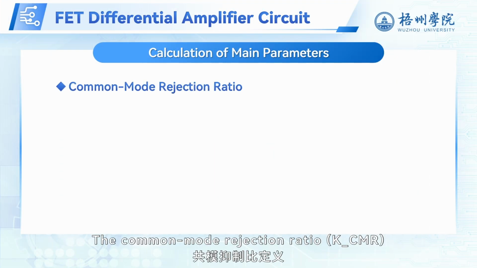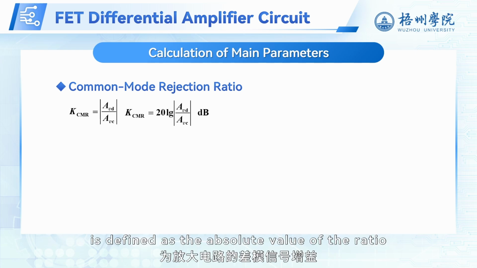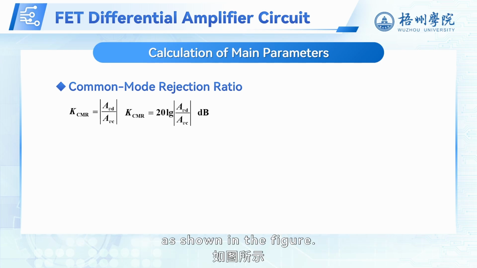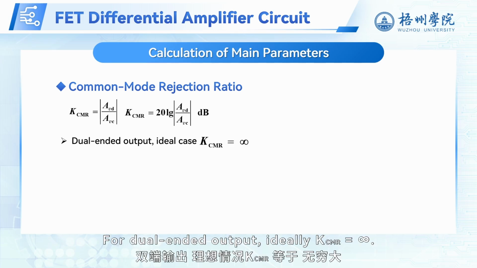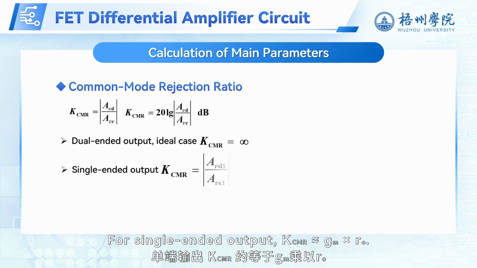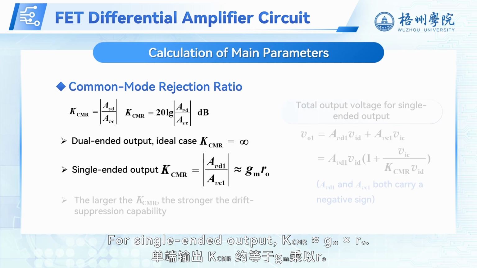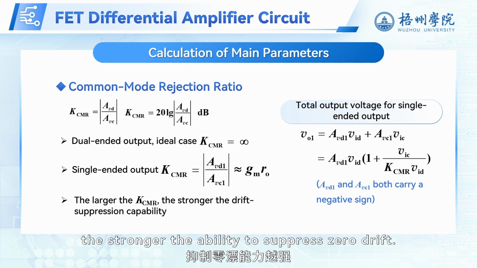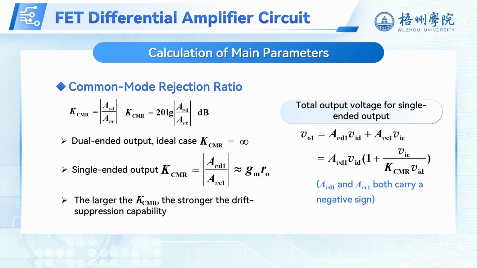The common mode rejection ratio, K sub CMR, is defined as the absolute value of the ratio of the differential mode gain to the common mode gain, as shown in the figure. For dual-ended output, ideally K sub CMR equals infinity. For single-ended output, K sub CMR is approximately equal to G sub M times R sub O. The larger the K sub CMR, the stronger the ability to suppress zero drift.